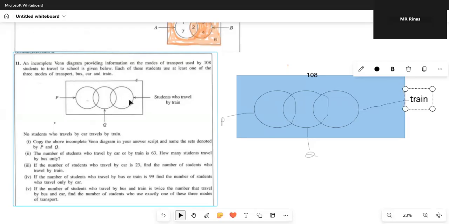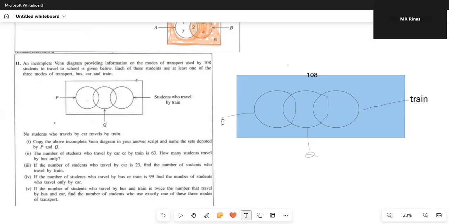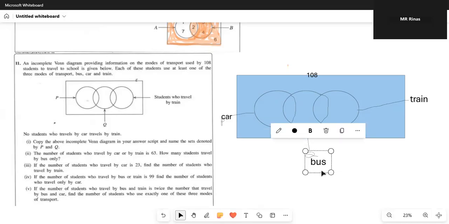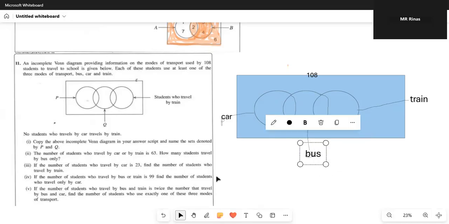Now we know the circle of train. Then we have to find the other 2 portions. Now here, no students who travel by the car travel by the train. So if this is train, there is no connection between P and train. So the P will be car. Okay, so this portion is going to be car, which means then the Q will be bus. So this portion is going to be bus.